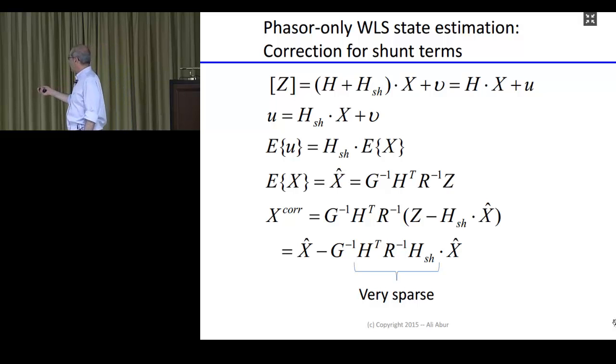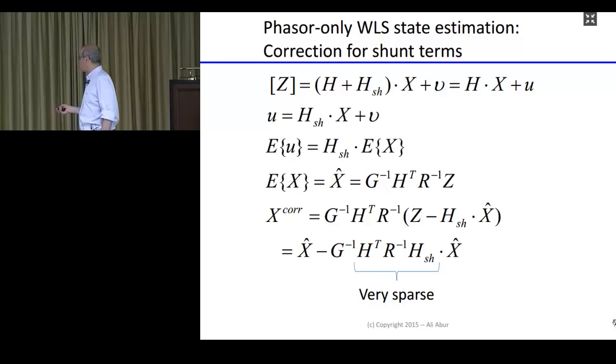So what we can do is we can say, okay, the expected value of X as calculated based on our approximate H is this. So we can take this Z and correct it by moving this. Since I know that this times the expected value of X is the expected value of U, I can correct it for this U, or the bias, by subtracting that expected value from Z here. So that becomes our corrected X. And if you look at it, it's actually the actual X hat, which we already calculated, minus this product.